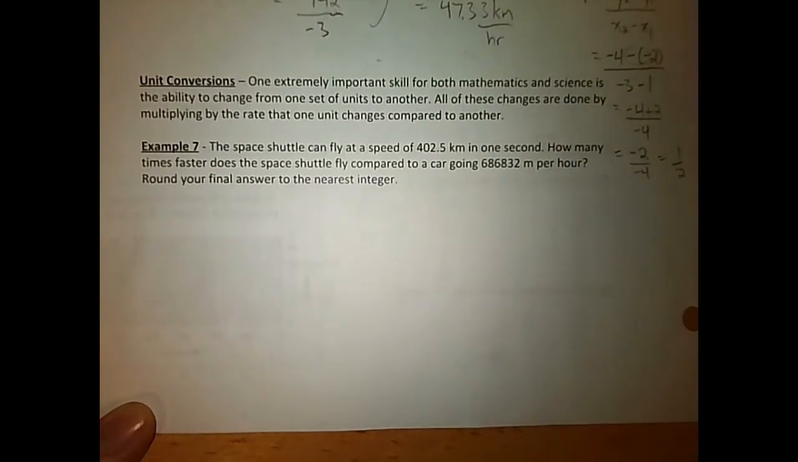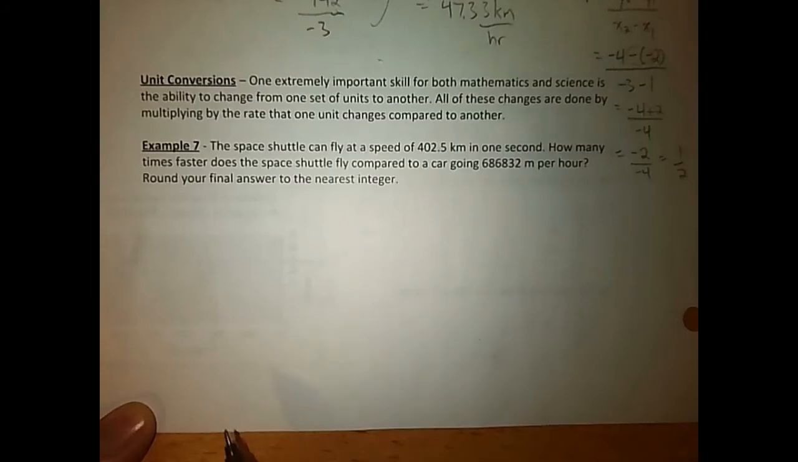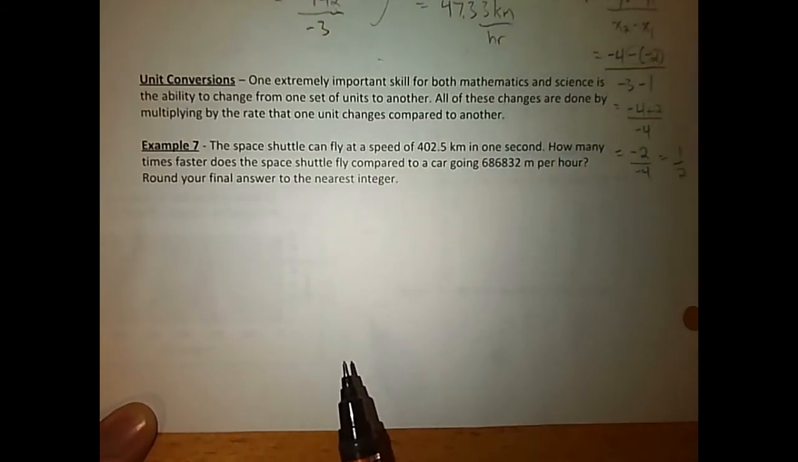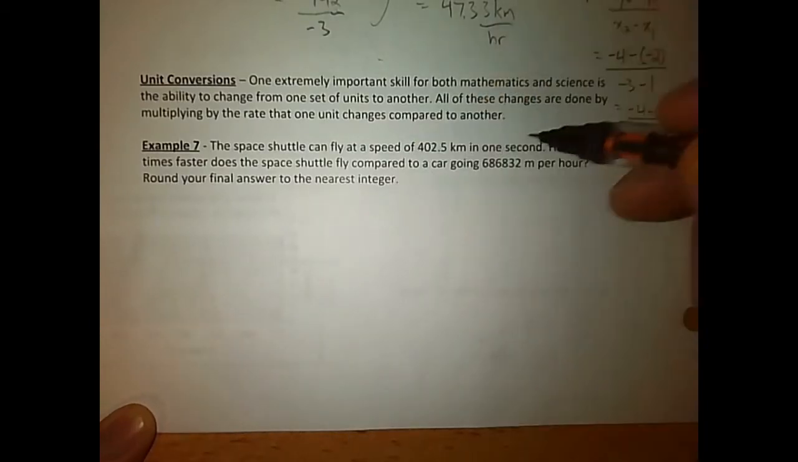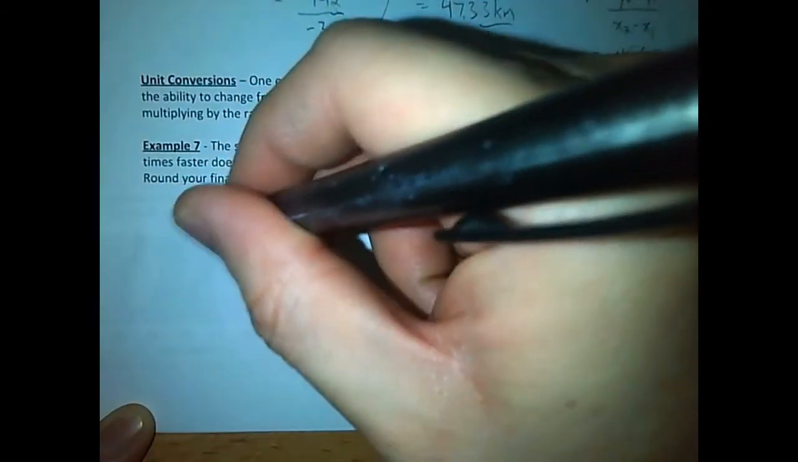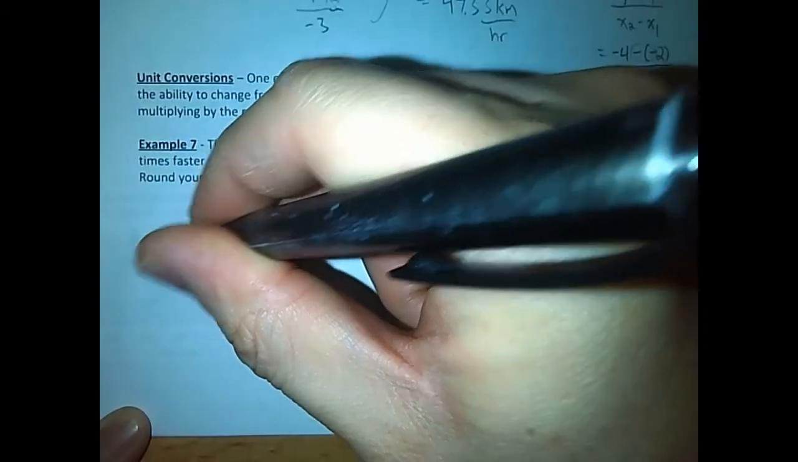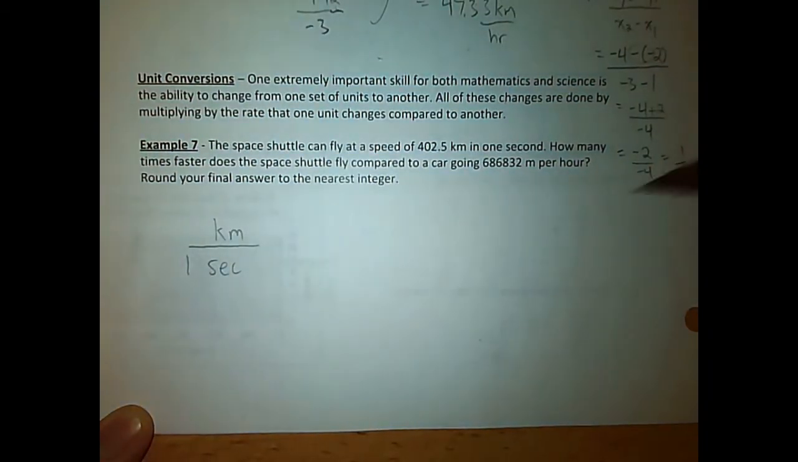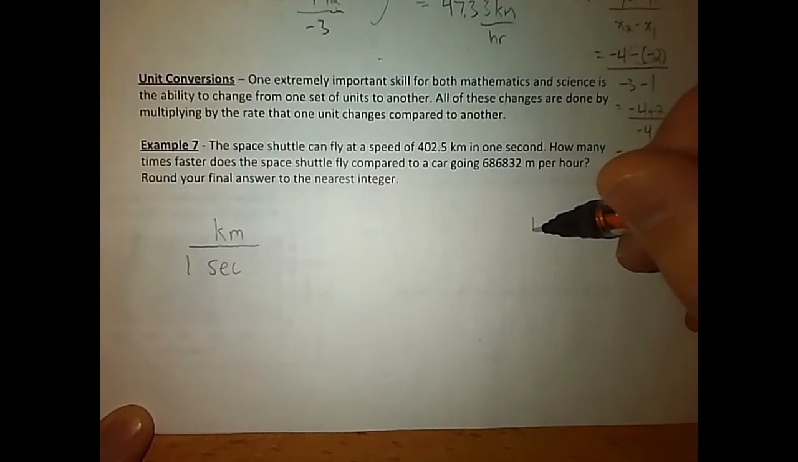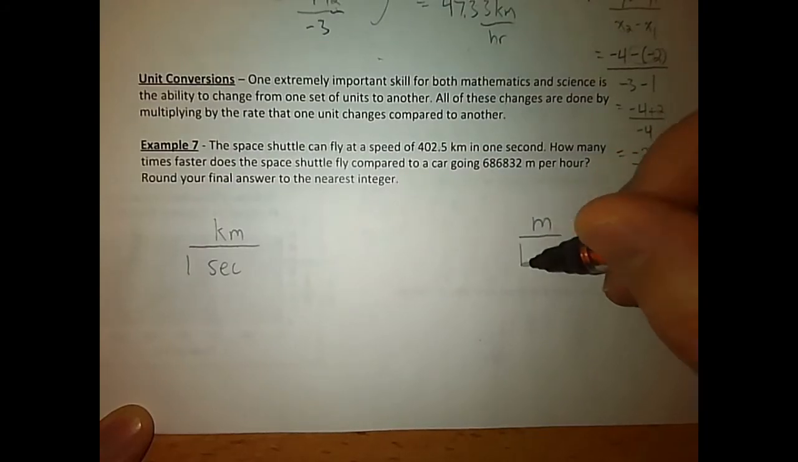So how can we do this? Well, it's a little bit of fractions, a little bit of units, and knowing what our unit conversions are. So we're going to start with our first set of units, which is kilometers per 1 second, let's say. And then we're trying to get to meters per 1 hour.